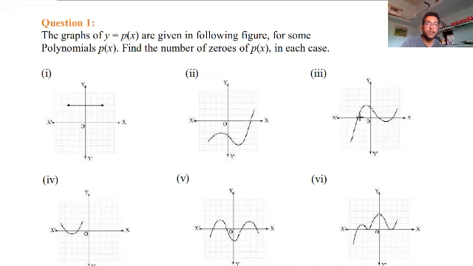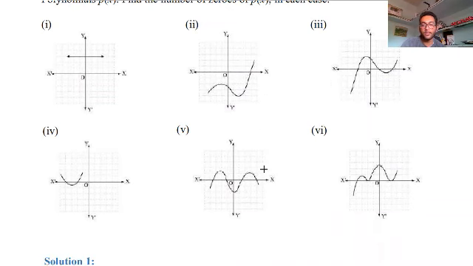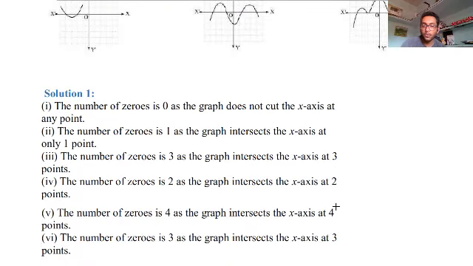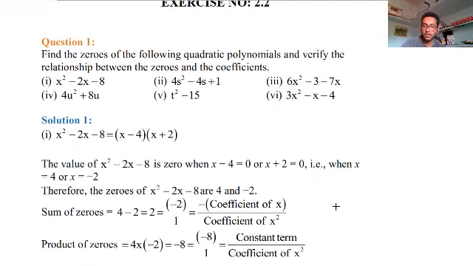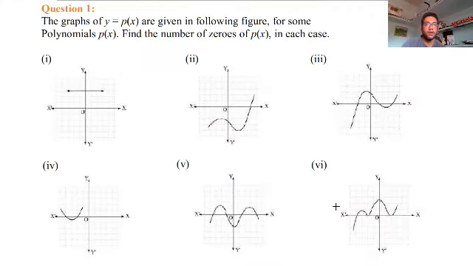3 points this polynomial is intersecting the x-axis, so 3 is the answer. Number of zeros 3. Here number of zeros 2. Number of zeros 1, 2, 3, 4. Here number of zeros 1, 2, 3. Okay, so this is it for exercise 2.1.